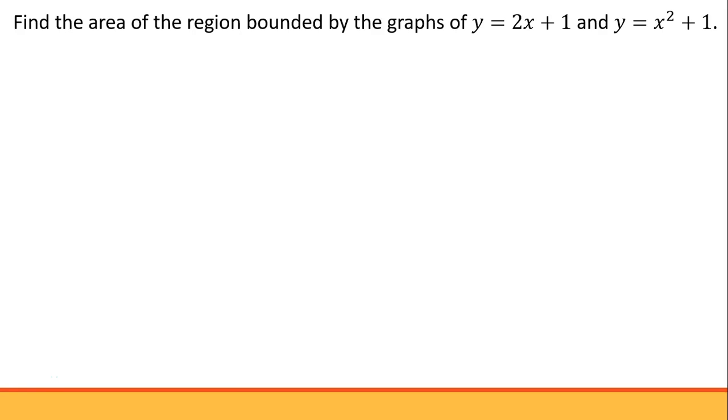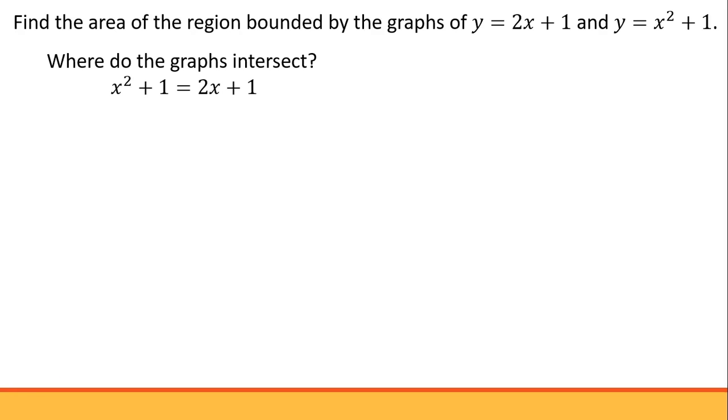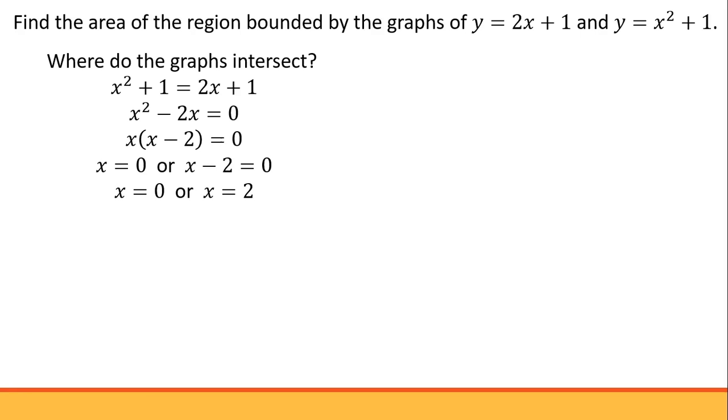Find the area of the region bounded by the graphs of y equals 2x plus 1 and y equals x squared plus 1. Well, let's figure out where the graphs intersect first. To do that, we'll set the two equations equal to each other and solve for x. And we find that there's two places where these graphs intersect, where x is 0 and when x is 2.